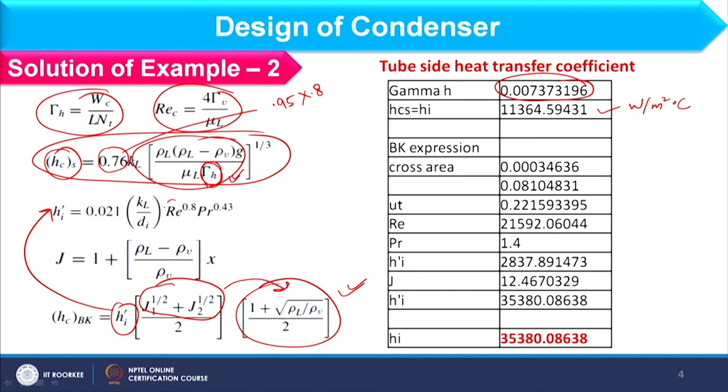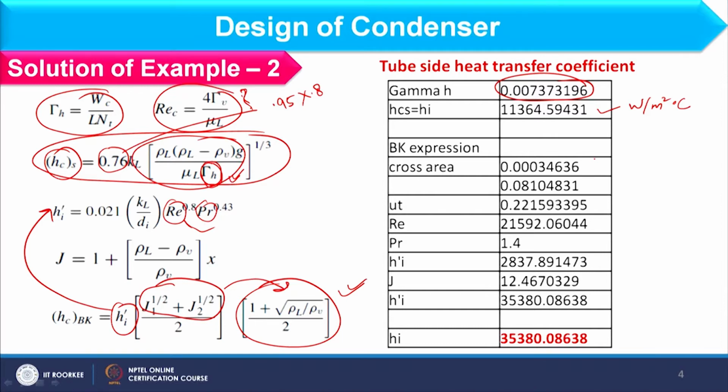For that you need to calculate the Reynolds number as well as the Prandtl number. To find the Reynolds number I am not using this expression, because it is simply a condensate of single phase. Okay, because it is the condensate which is a single phase. So we will find the velocity and so the Reynolds number, and after that we will compute the Hi dash value.